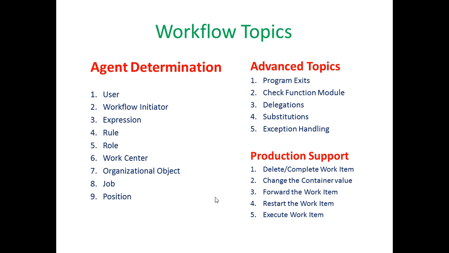Now I'll go to page 2. One of the important topics in workflow is agent determination. The agent is the person to whom we are going to send the work item or the notification. So how are we going to determine those people dynamically? In workflow we have 9 ways to determine the agents: users, workflow initiator, expression, role, work center, organization object, job position. Basically, 5 to 9 are for HR related things, and we will mainly be using 1 to 4.